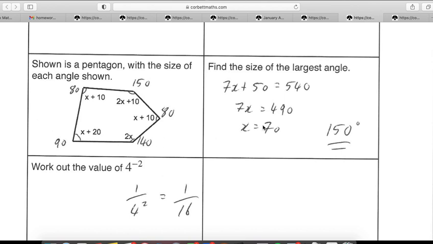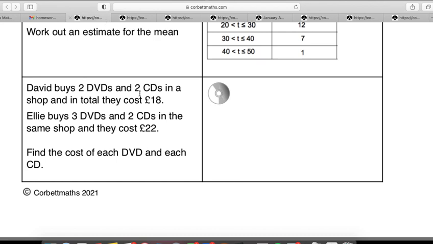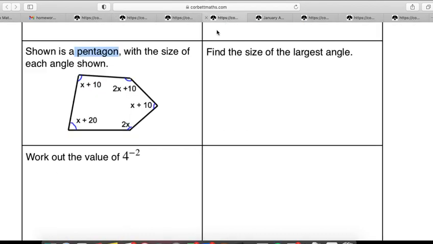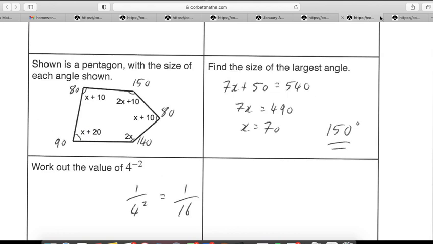It means the largest angle. So what you've got to do is, once you know that x is 70, you need to work out what each and every one of these angles are. Yeah, and then you just find out which one's the biggest one, and the biggest one is that one, the 150.